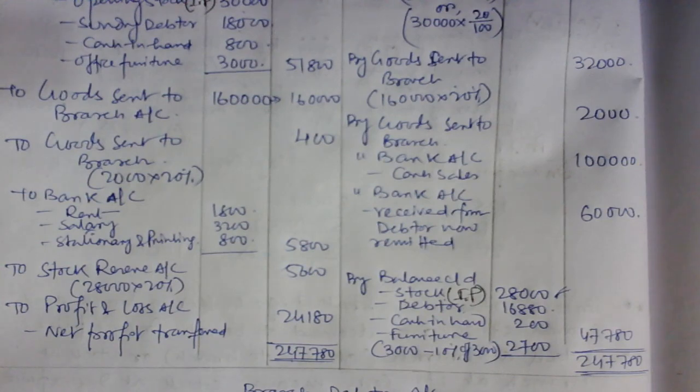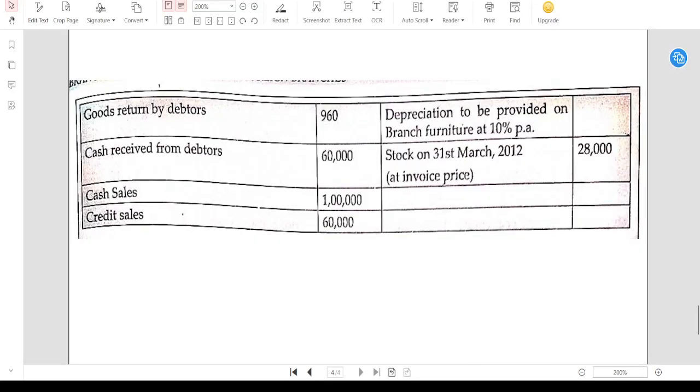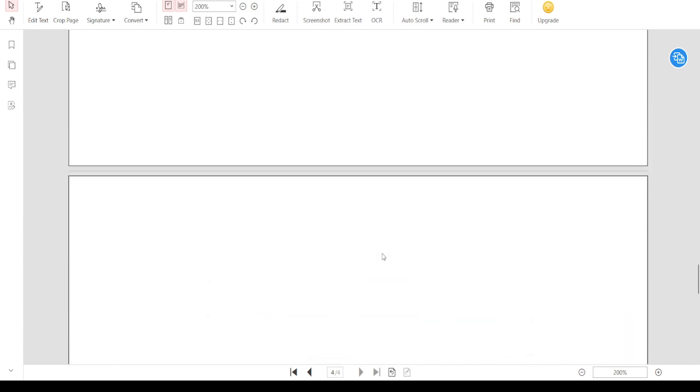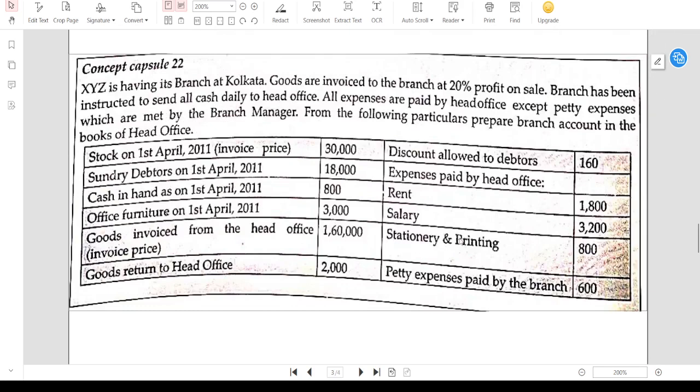Okay guys, come to question number 21. Come to question number 21. Concept Capsule 21, we will complete that. Now come to Concept Capsule 21, we will complete that too. Now there is a special transaction in this. Yes guys, in Concept Capsule 21 we have a special transaction, okay, related to the goods lost by fire.